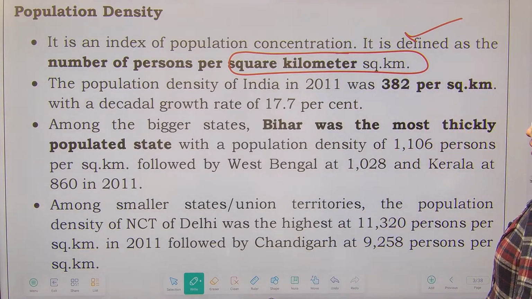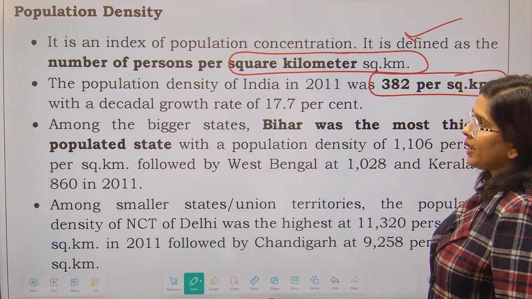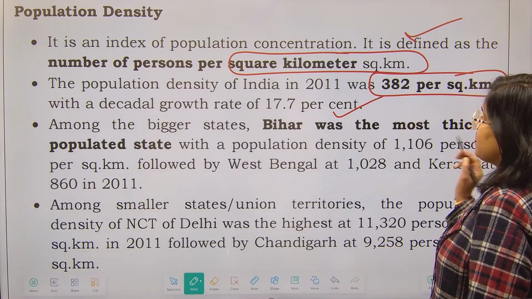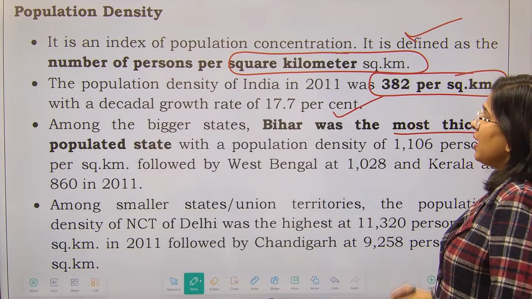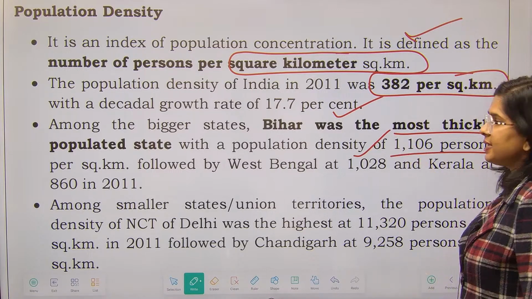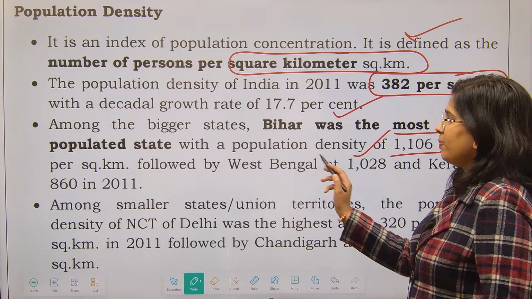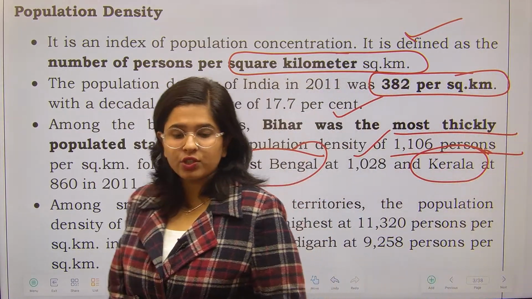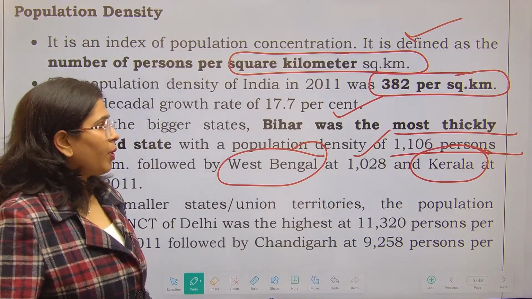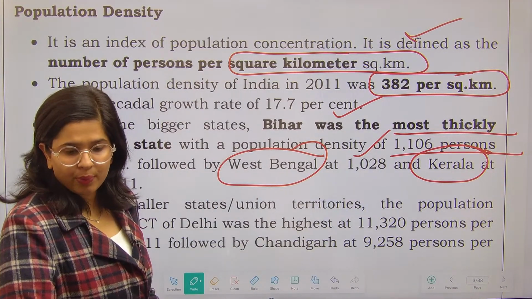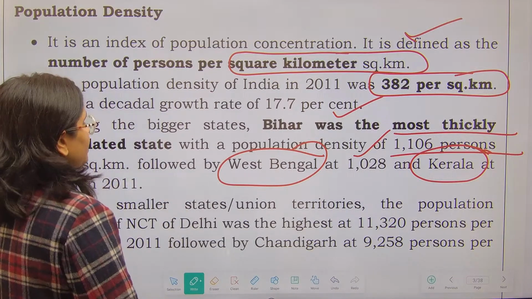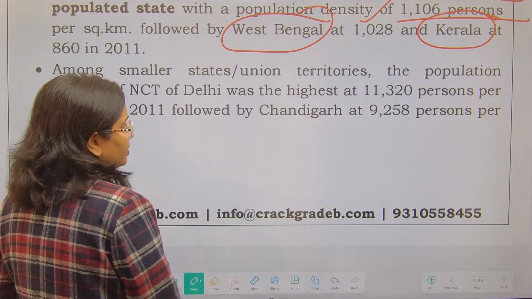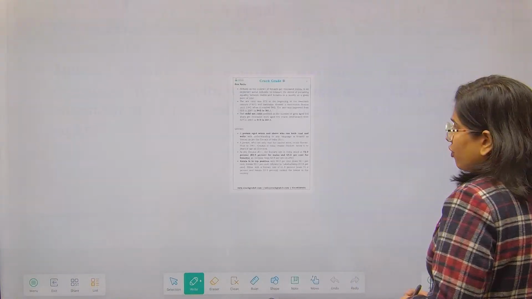The population density of India in 2011 was 382 per square kilometer, with a decadal growth rate of 17.7%. Among the bigger states, Bihar was the most thickly populated state with a population density of 1106 persons per square kilometer, followed by West Bengal and then Kerala. So what becomes important for us here is Bihar. Among the smaller states and union territories, the population density of NCT of Delhi was the highest, 11,320 persons, right?